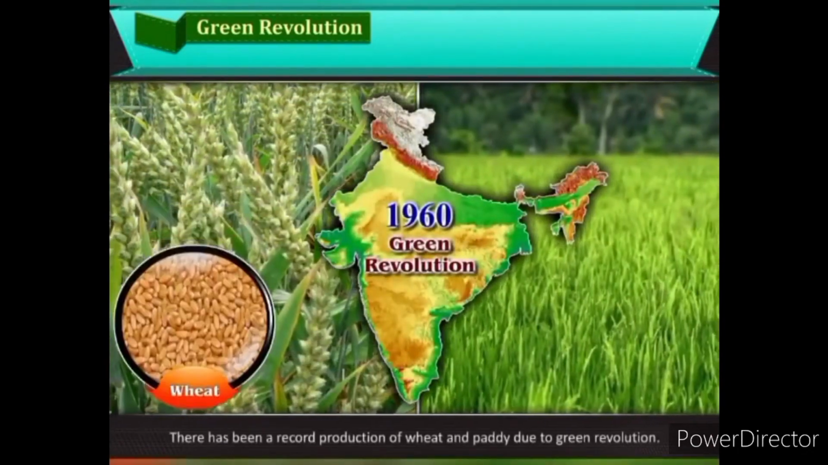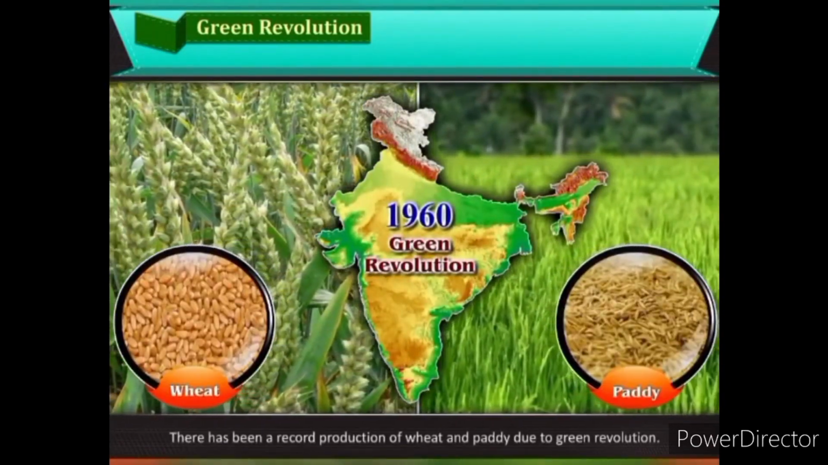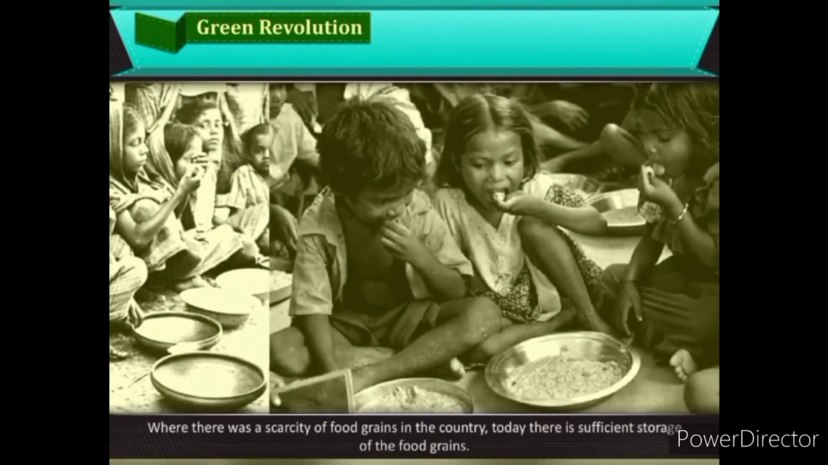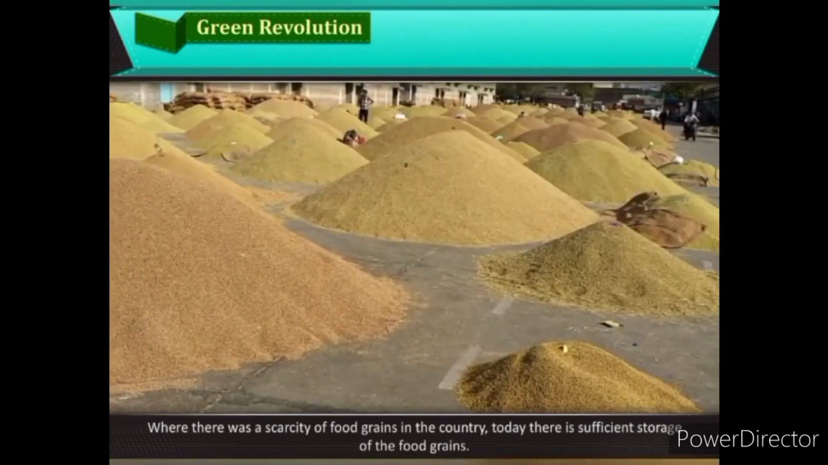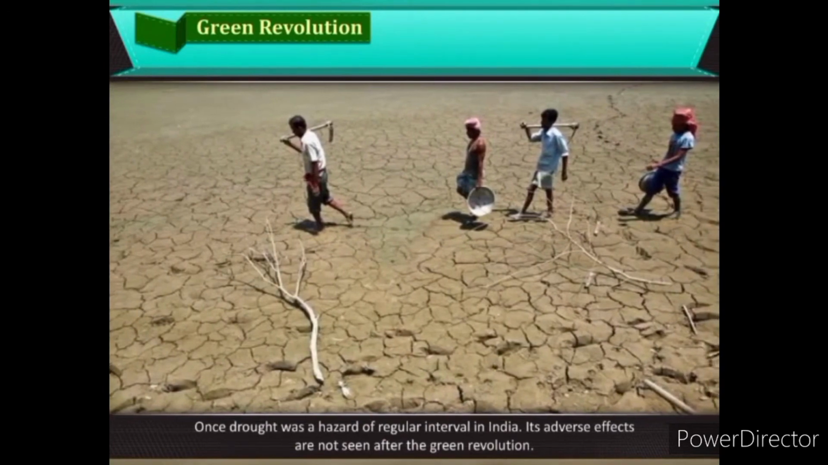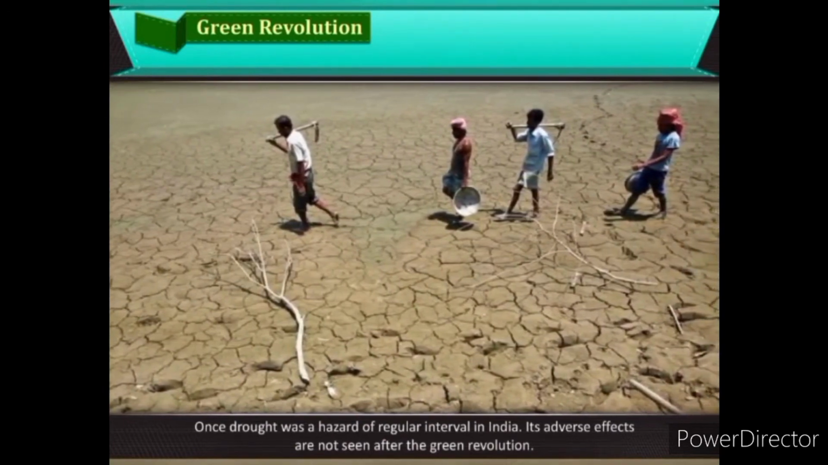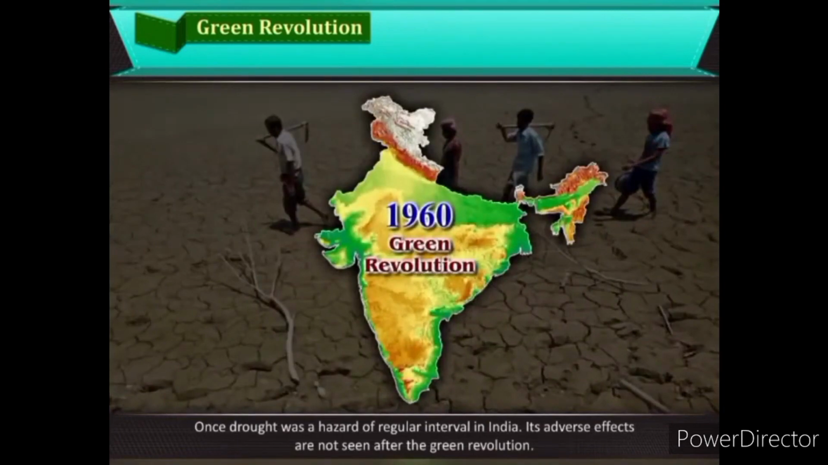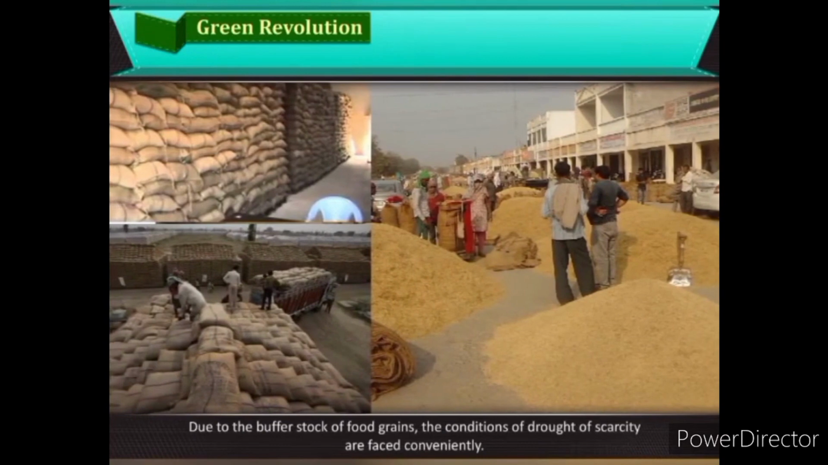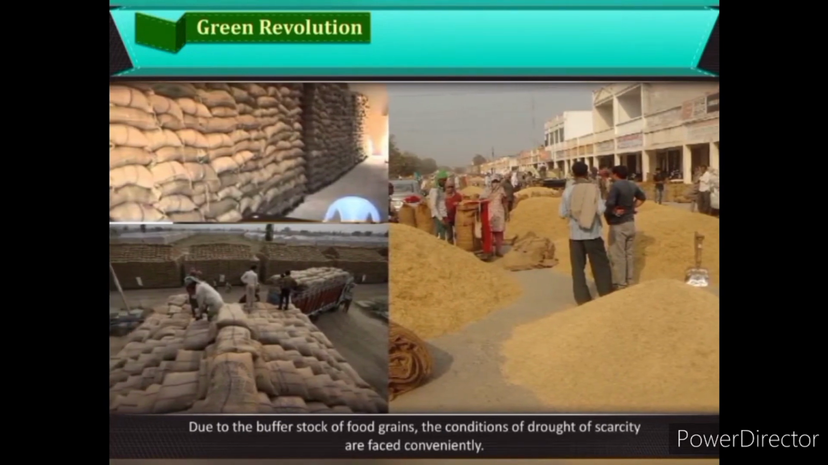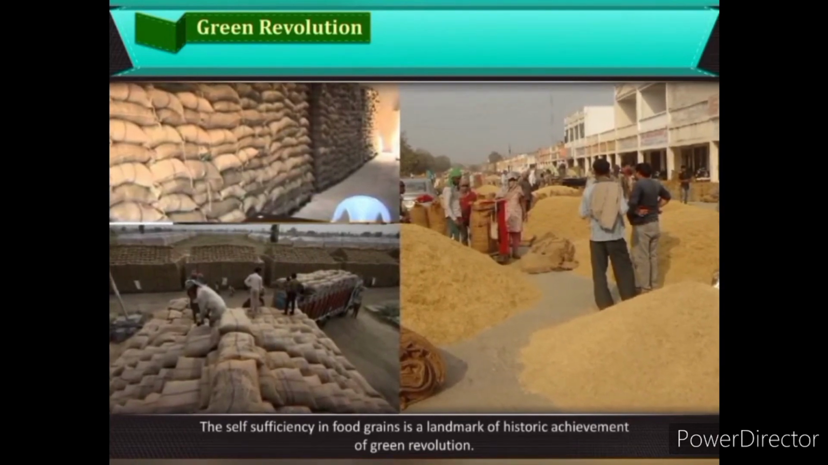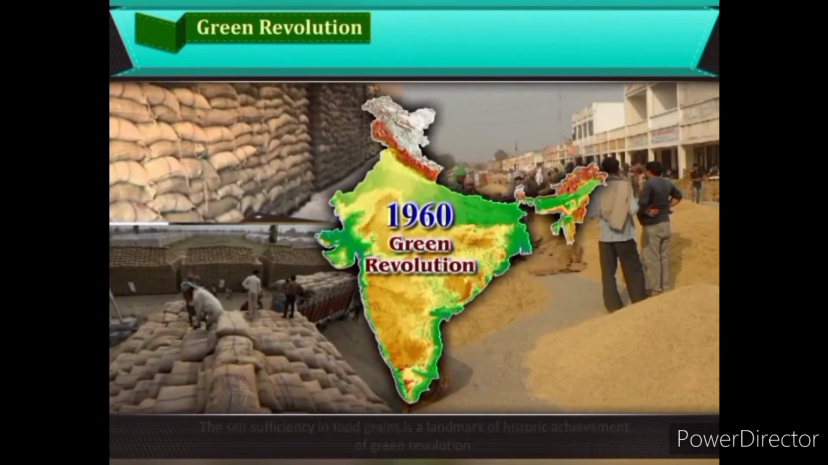There has been a record production of wheat and paddy due to the Green Revolution. Where there was a scarcity of food grains in the country, today there is sufficient storage of food grains. Once, drought was a hazard at regular intervals in India. Its adverse effects are not seen after the Green Revolution. Due to the buffer stock of food grains, the conditions of drought or scarcity are faced conveniently. Self-sufficiency in food grains is a landmark, historic achievement of the Green Revolution.